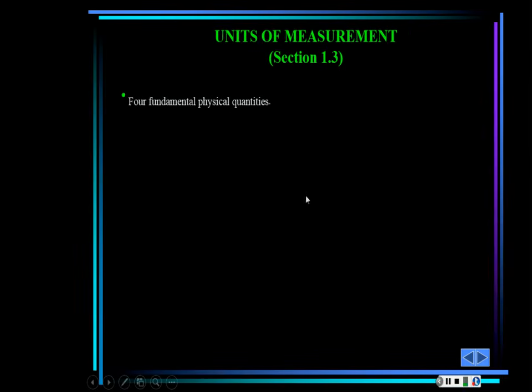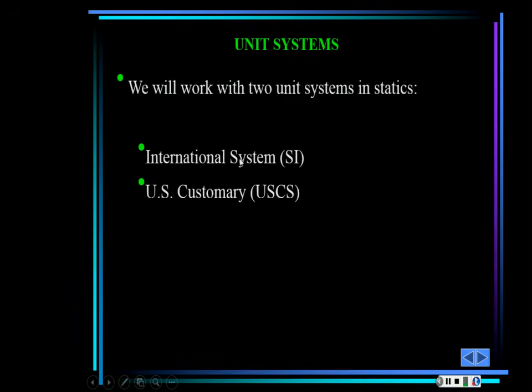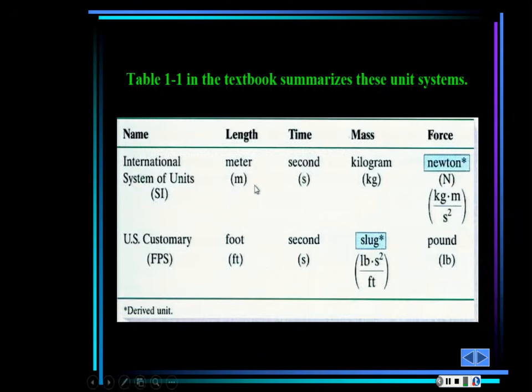Okay, we are going to be dealing with four fundamental physical quantities: length, mass, time, and force. And we're going to be working with two different systems of units. One is the international system, and the other is the US customary system, which is the system that you are used to, or I think you are used to.